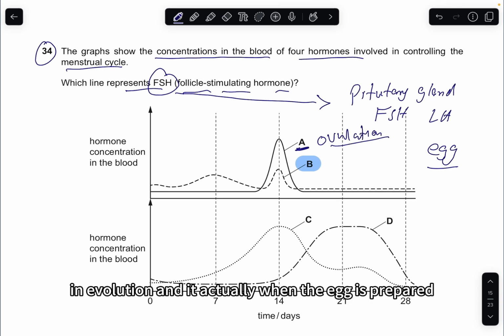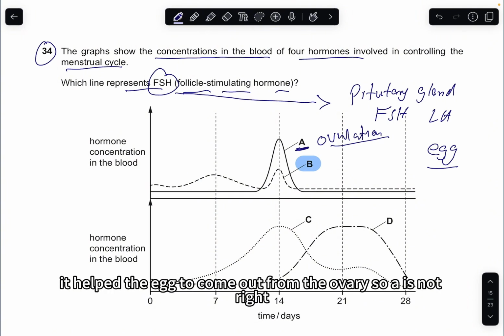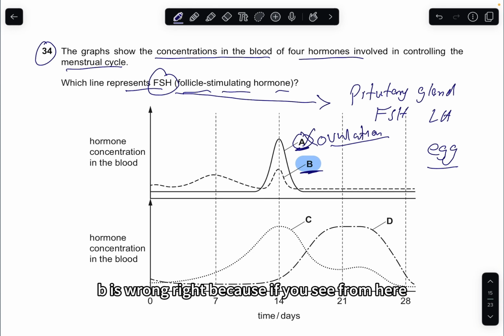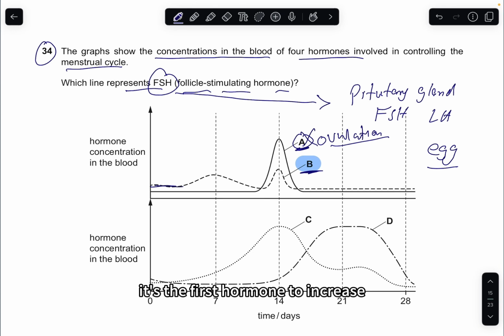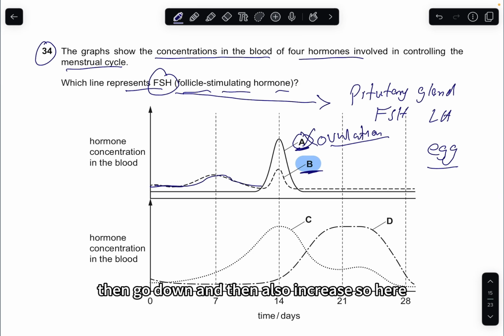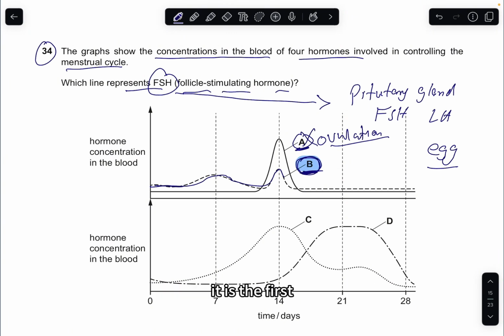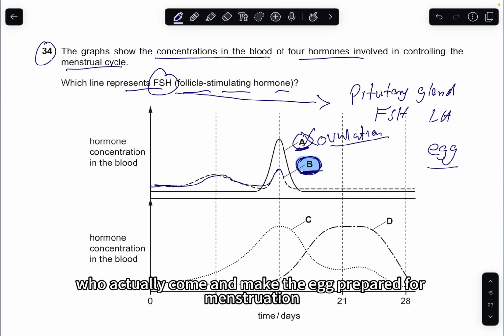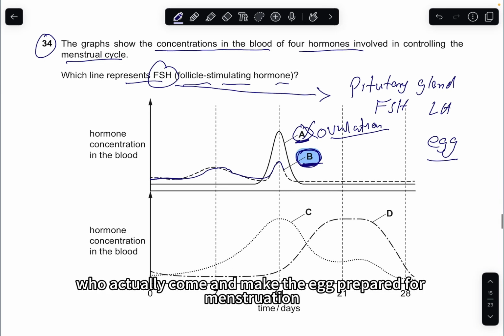In ovulation, when the egg is prepared, it helps the egg to come out from the ovary. So A is not right. B is wrong, because if you see from here, it's the first hormone to increase, the concentration increases, then goes down, and then also increases. Here it shows this is the follicle stimulating hormone. It is the first to come and make the egg prepared for the menstrual cycle.